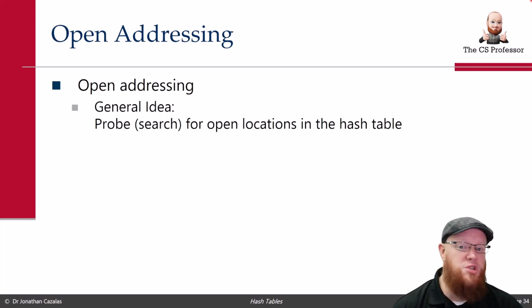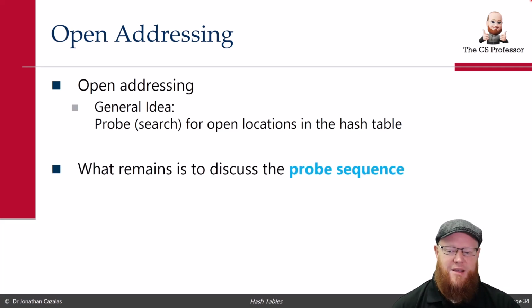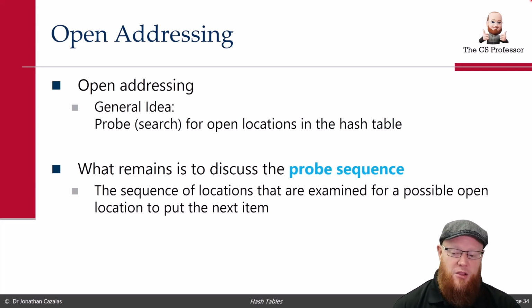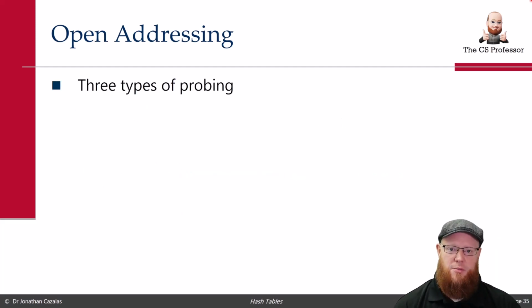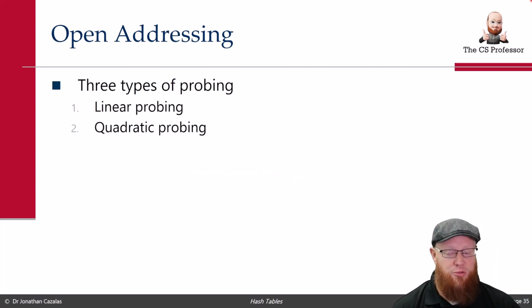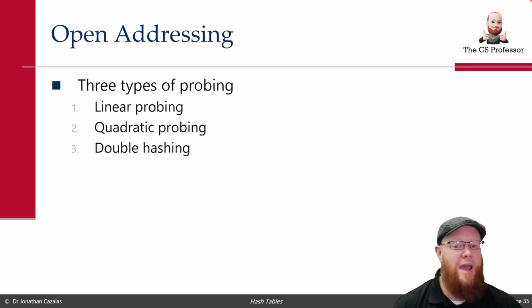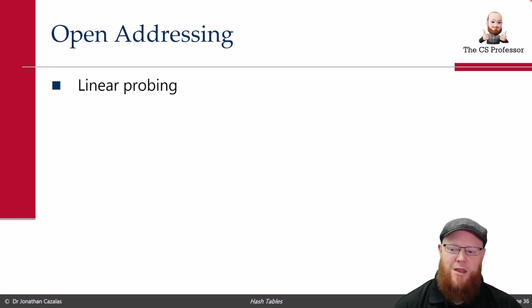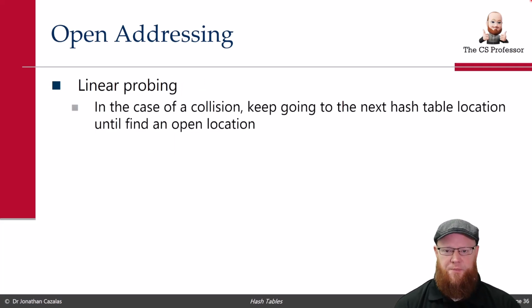So the general approach is simply to probe, or look for some other index in the table. What remains is the probing sequence: which indices do we ultimately look at and examine to try to find some open index in the hash table? The three types of probing are linear probing, quadratic probing, and double hashing, and we need to understand each one of these. Linear probing, super straightforward.